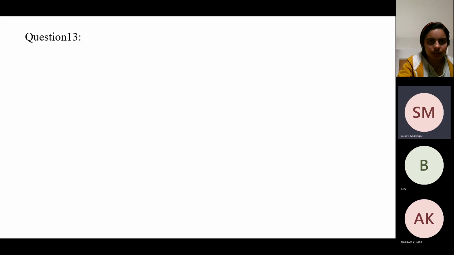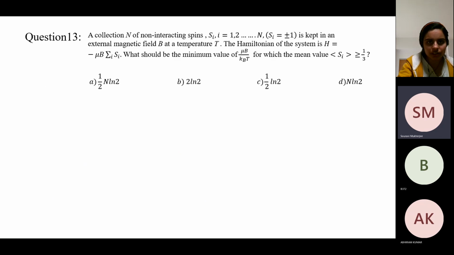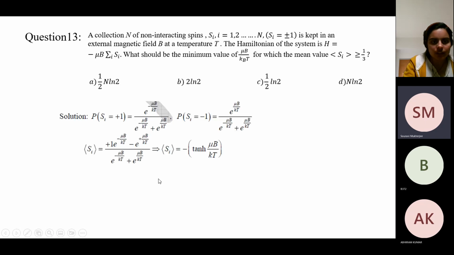So, this is another question. For the sake of time, let me just discuss the solution with you. Here you have a collection of n non-interacting spins, and they're kept in an external magnetic field B. So this is the Hamiltonian. Then what should be the minimum value of mu B by kT for which the mean value of S_i is greater than or equal to one third? Okay. So let's see how we do this question.